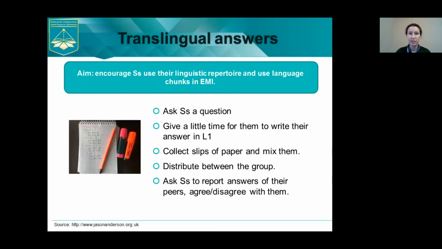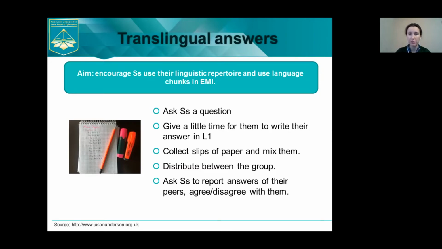The next activity is Translingual Answers. It aims to encourage students to use their linguistic repertoire and use language chunks in English as the medium of instruction. Students are asked a question. This should be an open-ended question, and they should be given some time to write their answers in their native language or their language 1. By writing these answers on slips of paper, we don't spend much time on grammar because students are free in their native language.